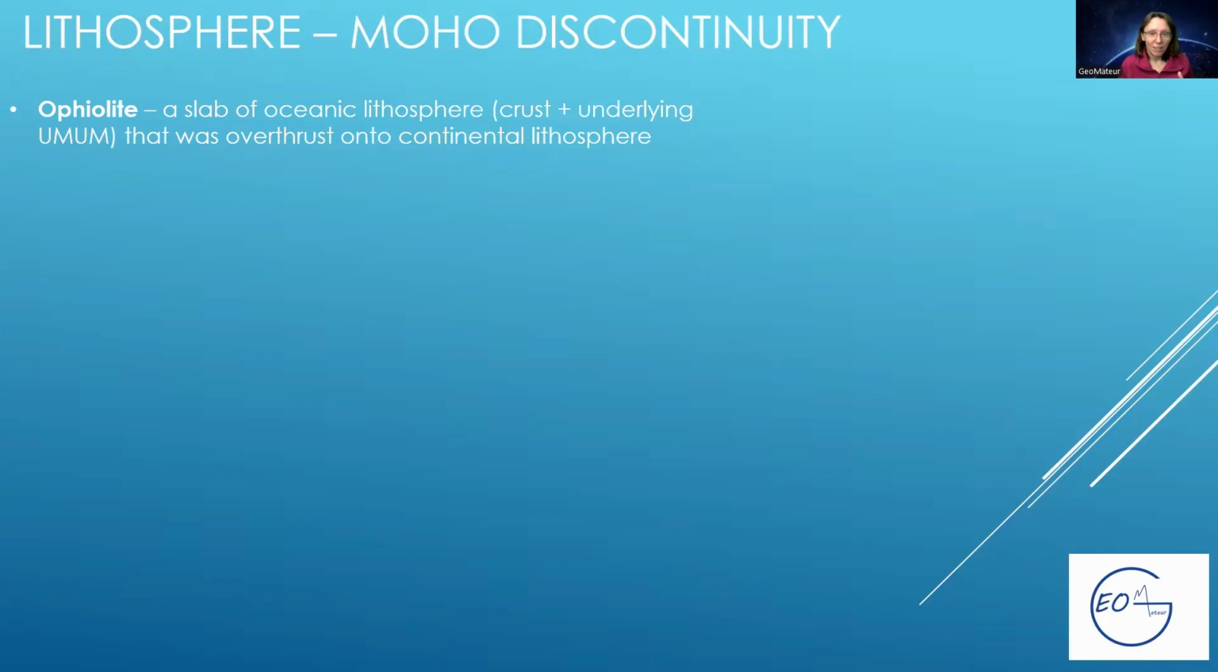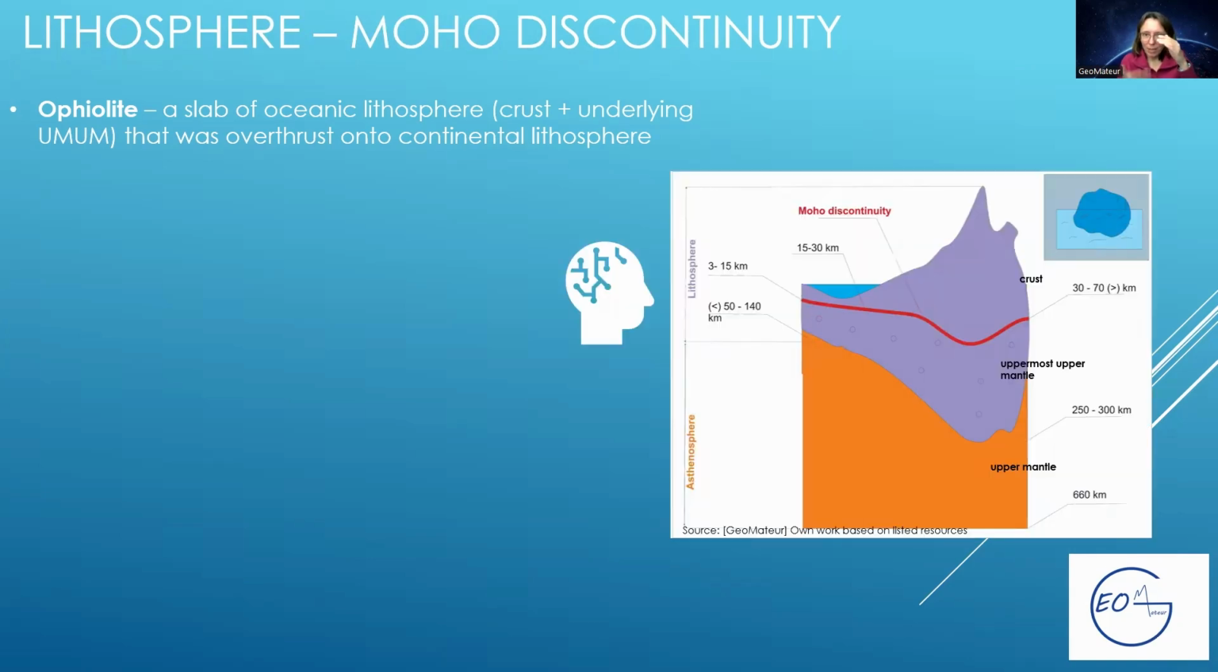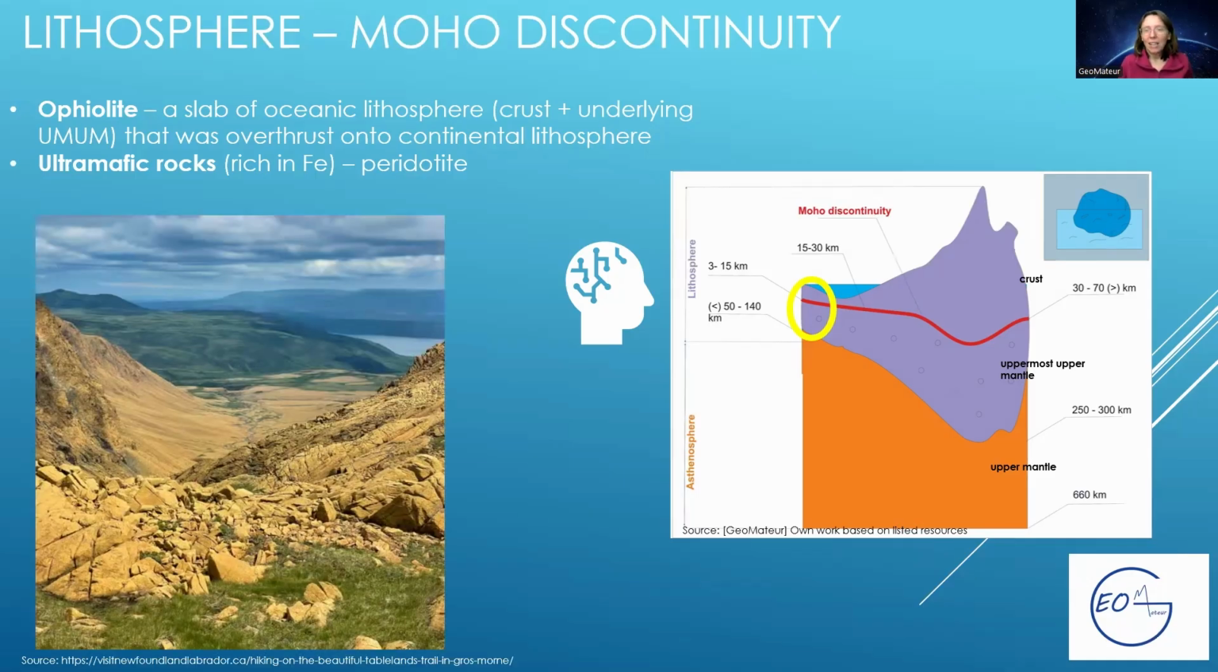It is an ophiolite. Ophiolite is a slab of oceanic lithosphere. So you remember very well that it's crust plus uppermost upper mantle beneath the Moho discontinuity. And the slab was overthrust onto continental lithosphere. So this is this part of lithosphere on this scheme. And in reality, it's a little orange, we can say, because there are ultramafic rocks rich in iron. They are called peridotite.